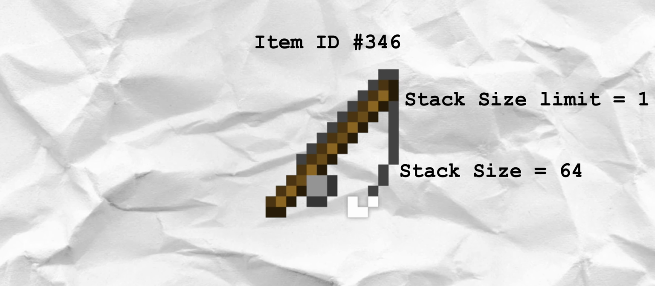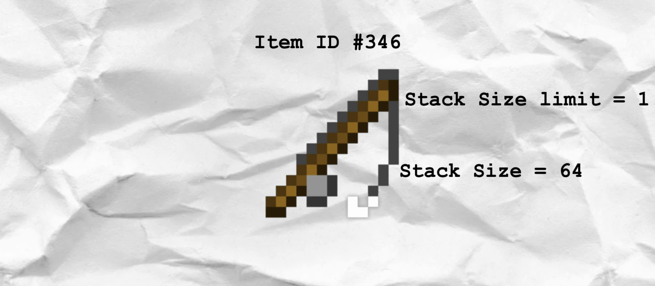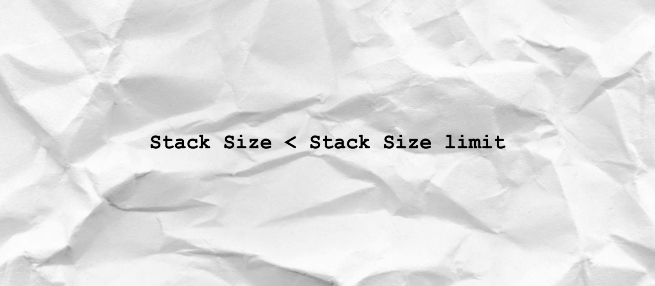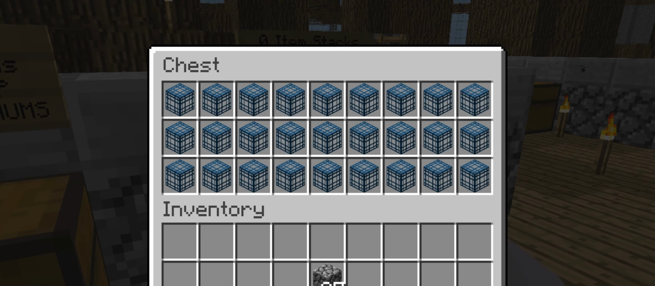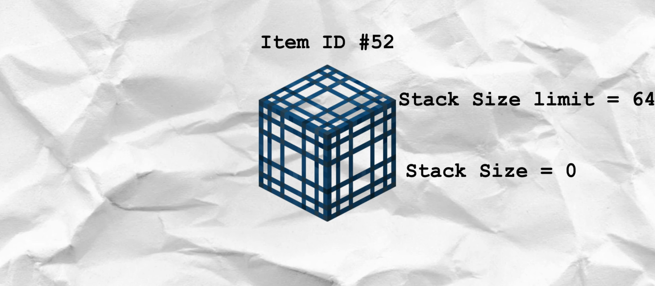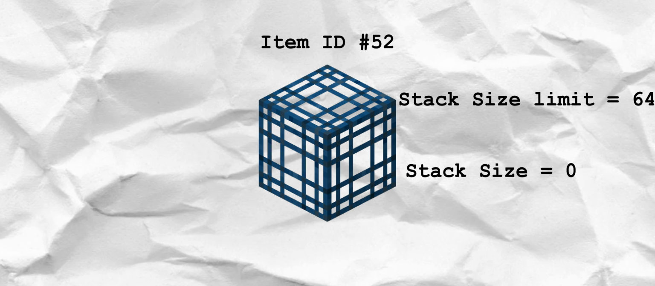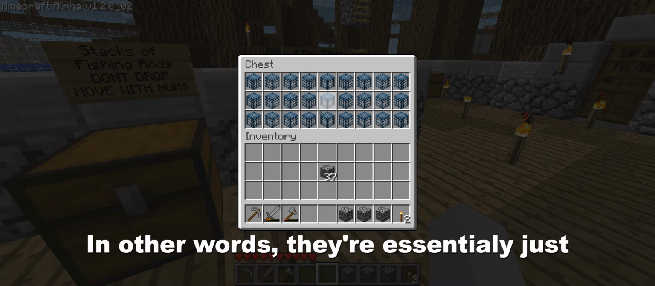They are stacked all the way up to 64, even though their stack size limit value is set at 1, which means that these fishing rods are what I refer to as overstacked items, or items whose stack size is larger than its stack size limit. But the inverse is also possible. For example, these spawners that I showed you earlier, they're understacked. In other words, their stack size value is 0 rather than 1 through 64, like is average for a spawner. Meaning that if you would try to place these spawners, they would just disappear. In other words, they're essentially just fake items.